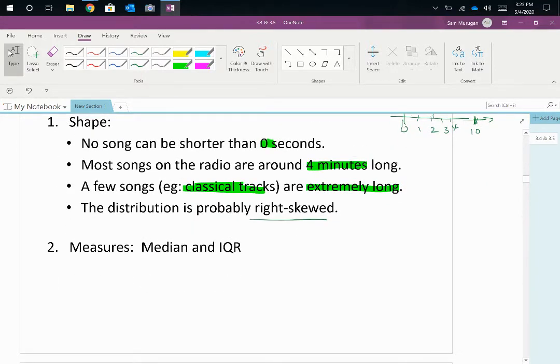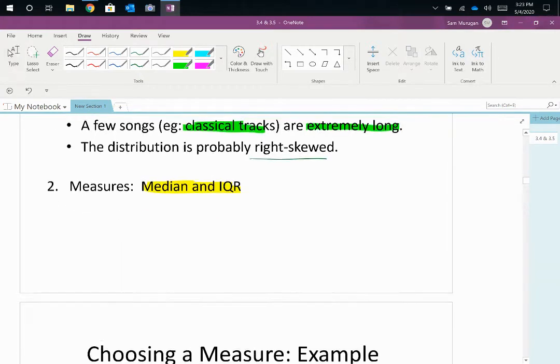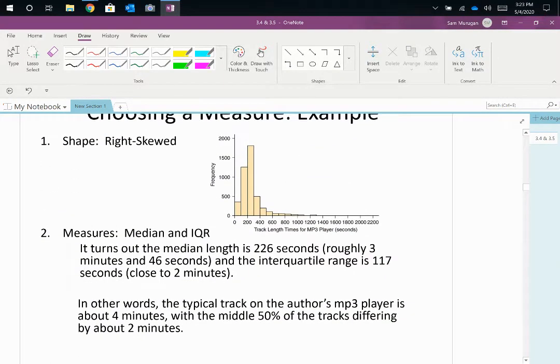Because it's skewed and it's not symmetric, the measures would be median and IQR, interquartile range. So here's the actual picture of what's happening here based on seconds. We see that a lot of the data is bunched up on the left, with the typical median length being about 226 seconds, roughly 3 minutes 46 seconds. That's this tall bar in the middle here.